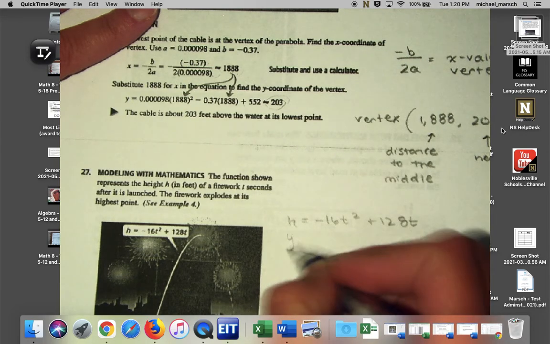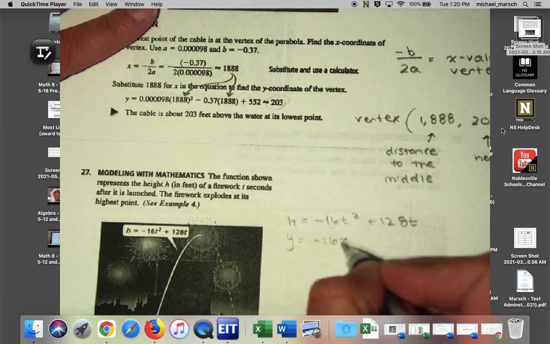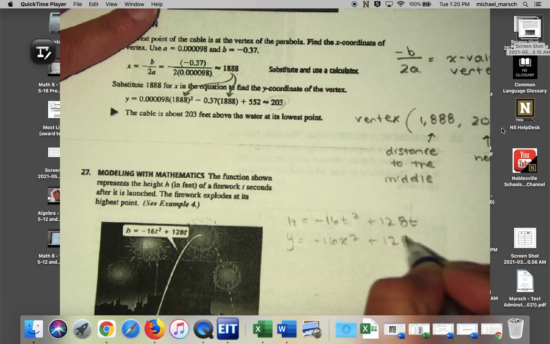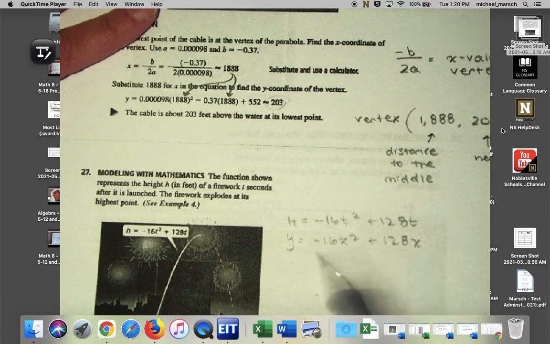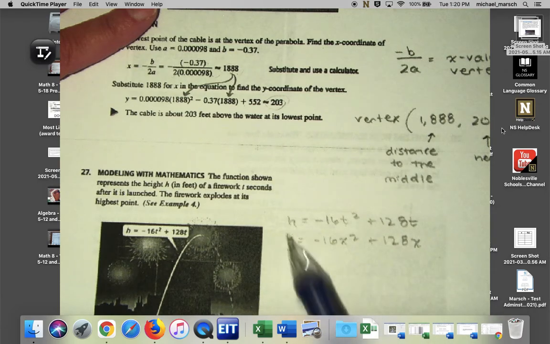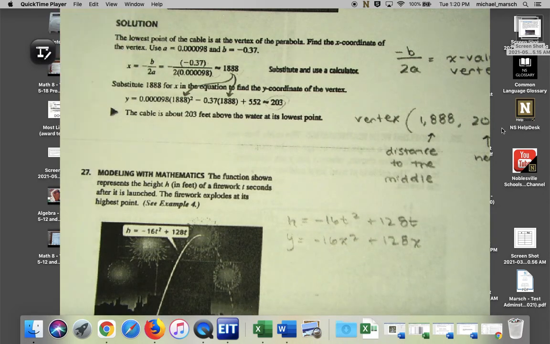We could also say y equals negative 16x squared plus 128x, right? So we have t in the place of our x values, h in place of our y value. They just decided to do that instead of x and y, but we're still finding the vertex, which is going to be x and y. Everybody see what I did there? I replaced the t and the h with x and y. Didn't change any values. Are we good?